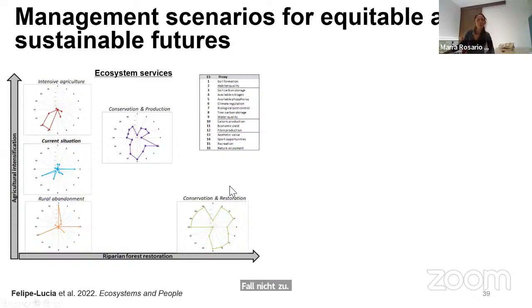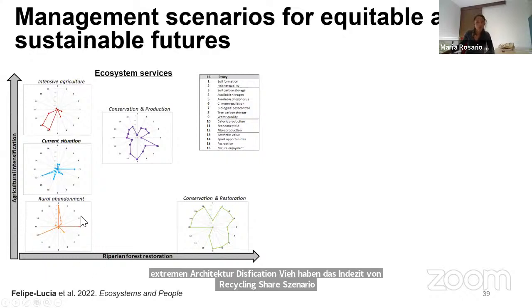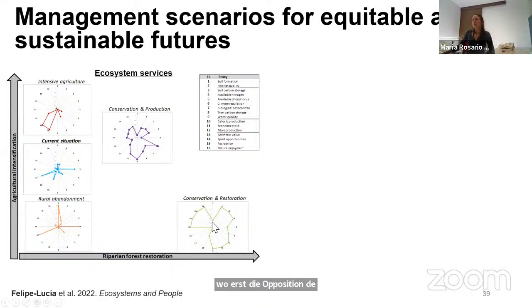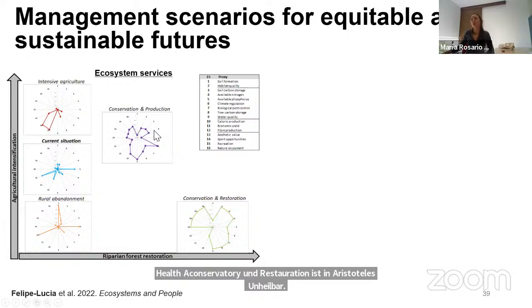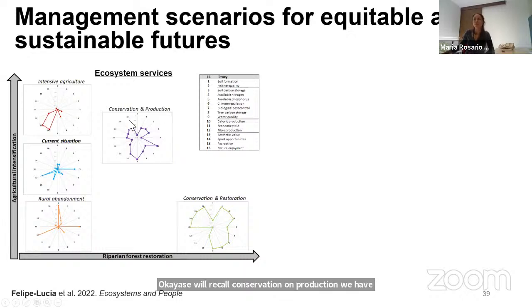I'm going to show an example of how we did that, and in this case we look at a double gradient. Here we have an agricultural intensification gradient from low to high, and here we would have a riparian forest restoration gradient. So the current situation is something like in the middle. In an extreme agricultural intensification, we will have this intensive agriculture scenario, whereas the opposite would be a rural abandonment scenario. And in the extreme of the riparian forest, we would have a conservation and restoration scenario. And we have also an intermediate case which we call conservation and production. We have some restoration and some intensification.